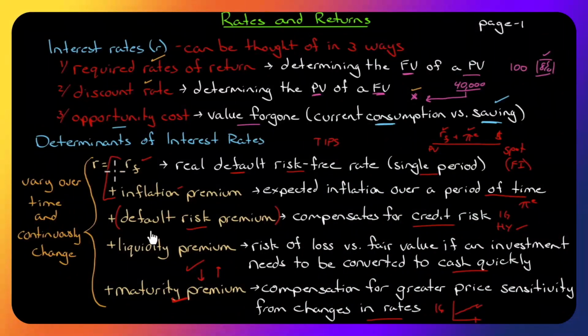If you were just dealing with government bonds, the maturity premium is correctly stated this way. If you're dealing with credit risky bonds, the maturity premium is a combination of the greater price sensitivity plus greater credit risk as time continues on. All the fun stuff that you're going to see in fixed income.